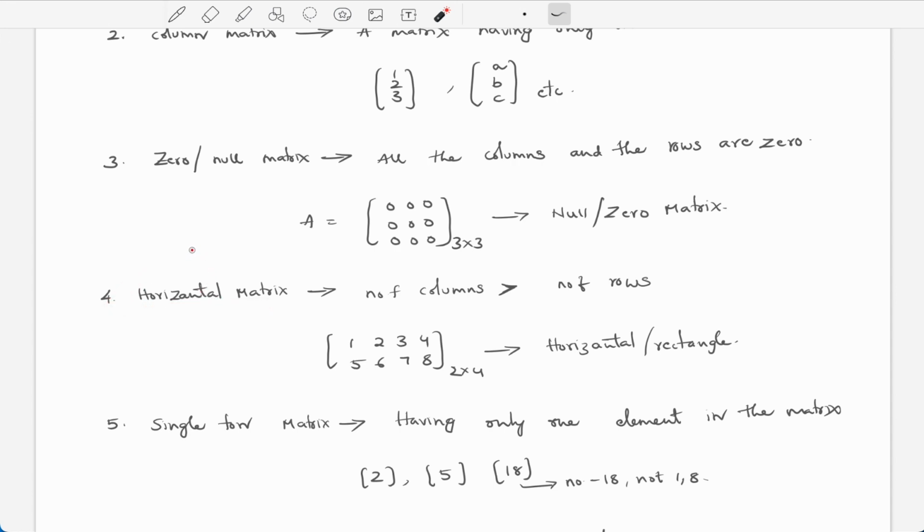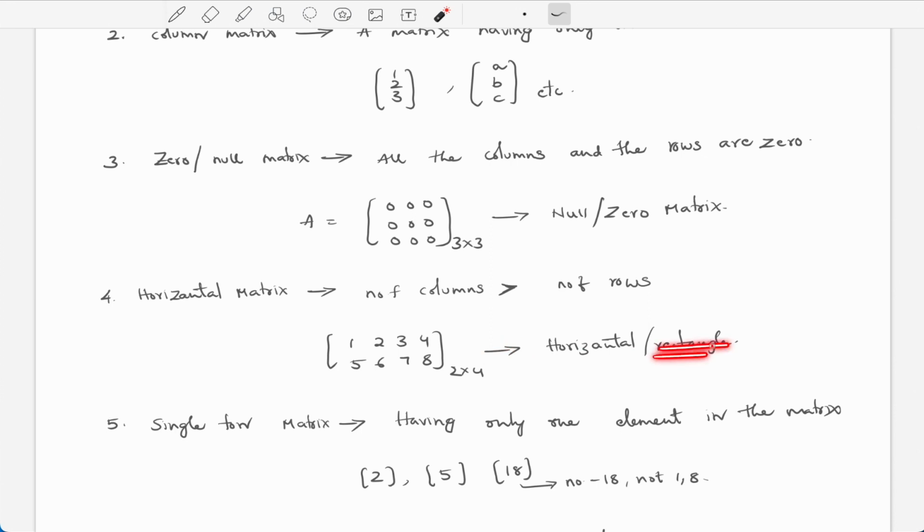After that we're going to cover something known as a horizontal matrix. What do you mean by a horizontal matrix? It's just a kind of rectangular matrix, where the number of columns is greater than the number of rows. We have two rows here, but we have four columns here. Then we call it a horizontal or a rectangular matrix.